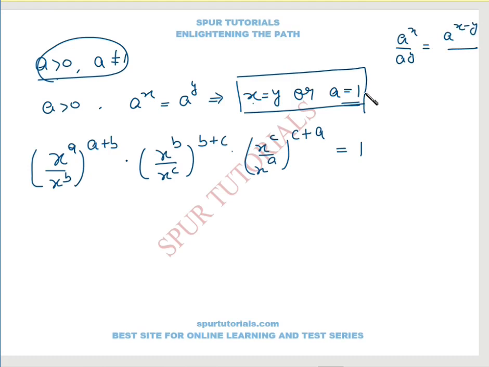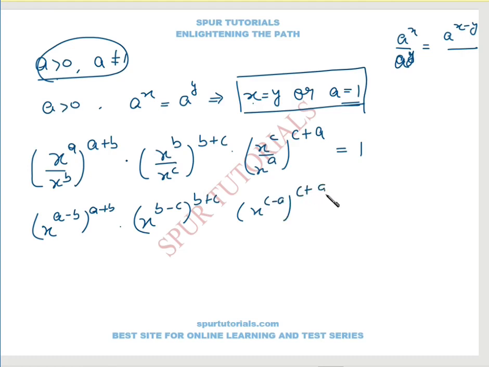If you have any other property, then you may try. But I think if we have this property, then let us try this problem first of all with this property. So when we use this property, this is equal to x raised to power a minus b whole raised to power a plus b, and then x raised to power b minus c whole raised to power b plus c, and then x raised to power c minus a whole raised to power c plus a, right?